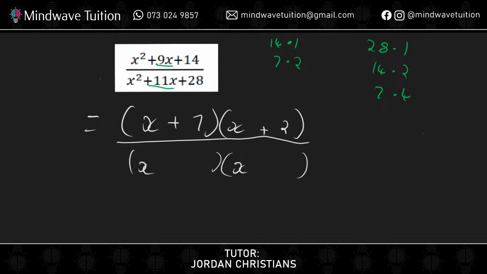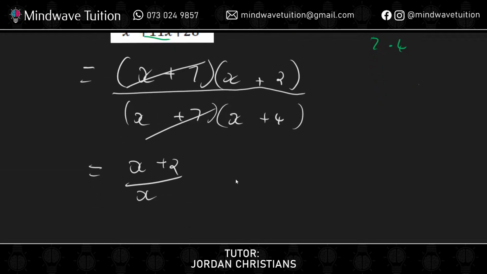So our two factors will be plus 7 and plus 4, but again we had plus 7 in the numerator, so we probably should have spent more time looking at the 7 instead of the 28 and 14. So then this will cancel out, giving me the final answer of x plus 2 over x plus 4.